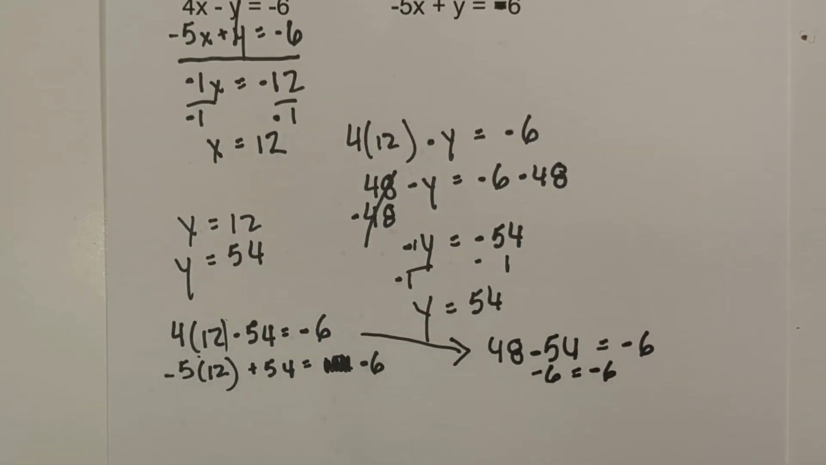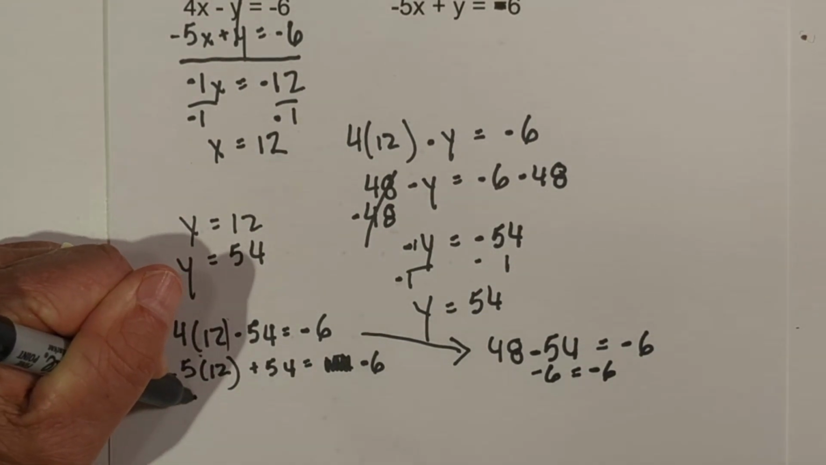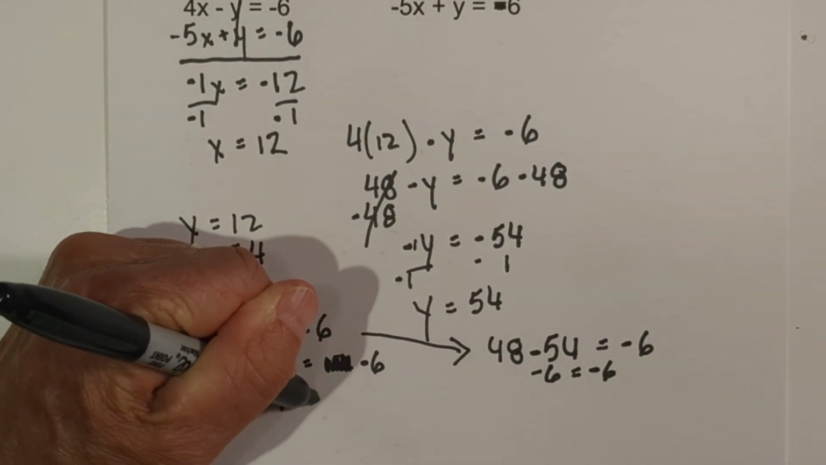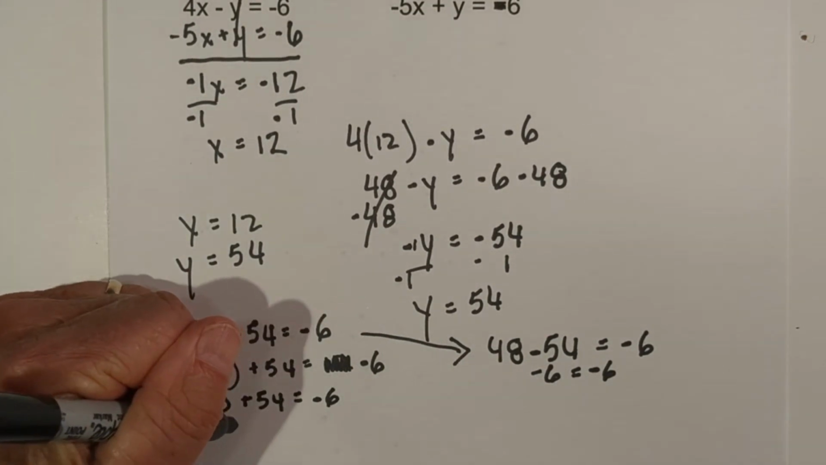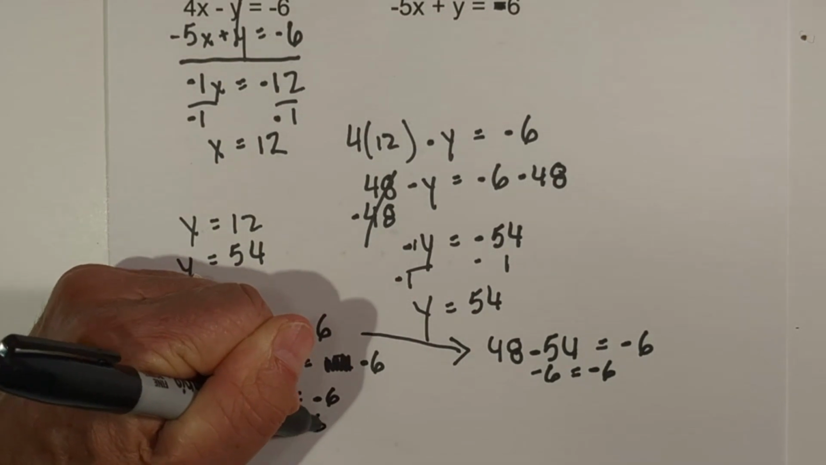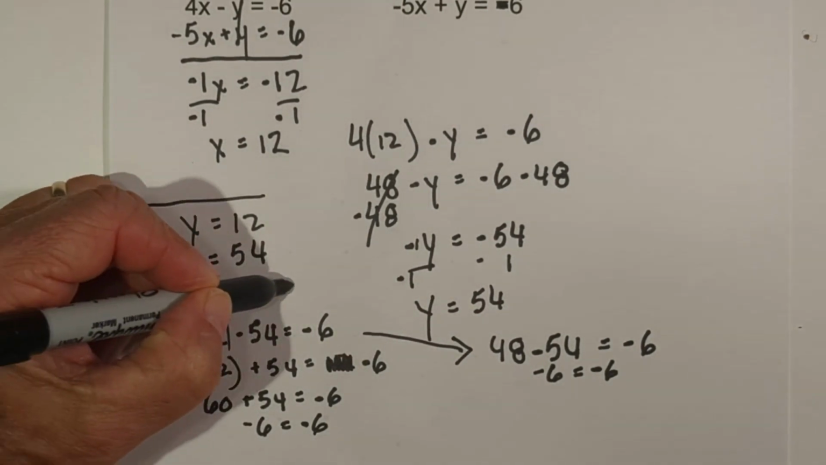Now let's plug in the next one. We have negative 5 times 12, that becomes negative 60, plus 54 equals negative 6. Negative 60 and positive 54 is indeed negative 6, so negative 6 equals negative 6. So our two answers were correct.